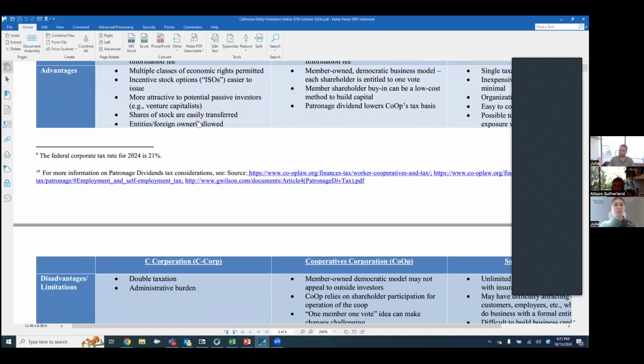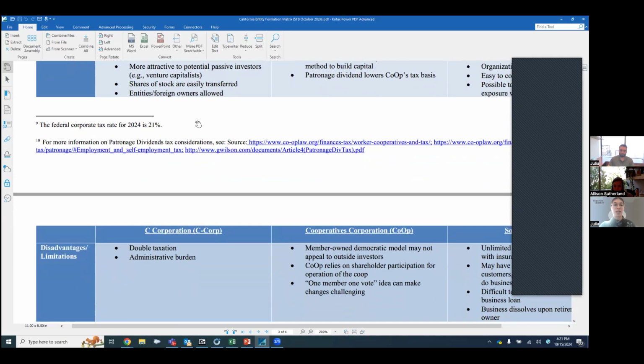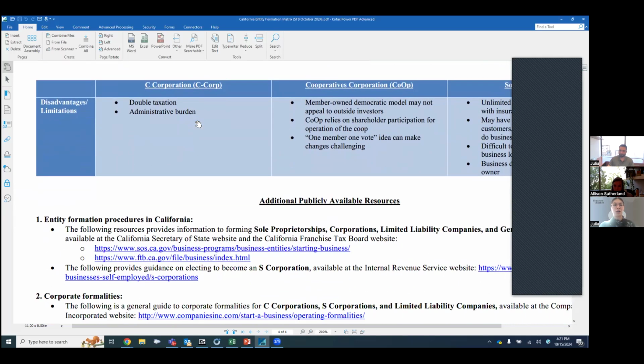But there are advantages, like we talked about, multiple classes of economic rights. You can provide incentive stock options to your executive team to incentivize them to want to perform well, because then they get rewarded with these incentive stock options in the company. You can easily transfer shares of stock, and again, entities and foreign owners are allowed. The largest disadvantages that we wanted to flag are, again, the double taxation and the high administrative burden.